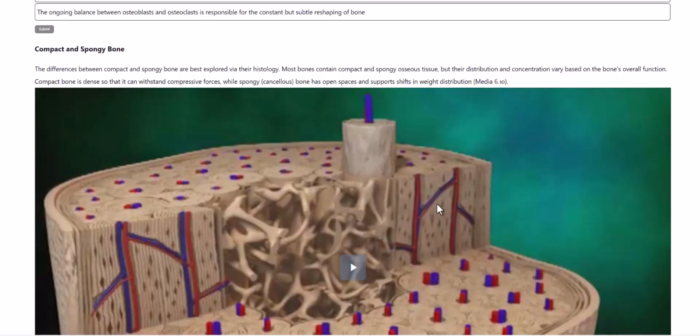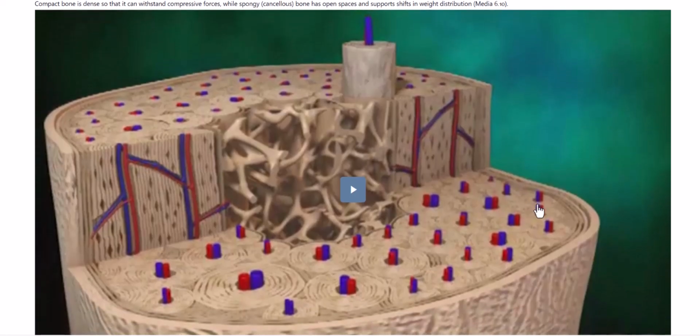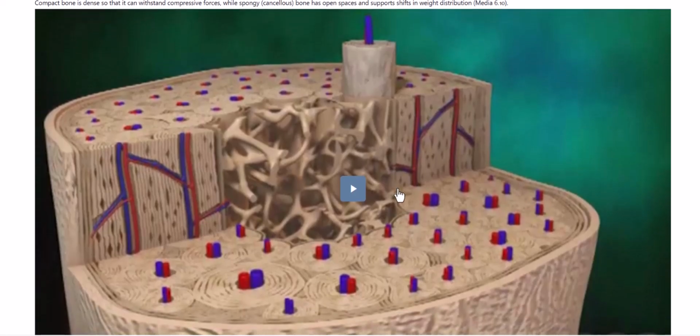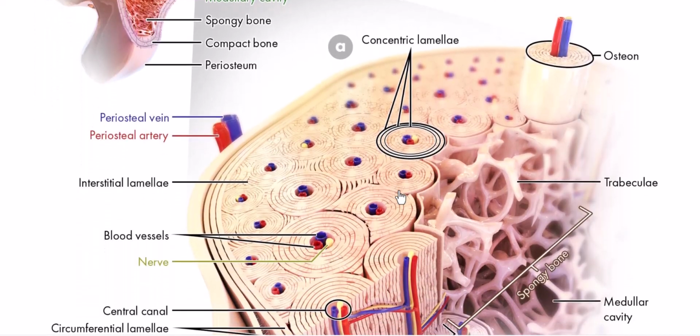So, compact and spongy bone. We've seen images like this already in lab 3. You also saw it in the histology in lab 2. So we're looking here at, and you'll watch this animation, but we'll look at this image. In fact, let's just jump down to this image. We've seen this one before.